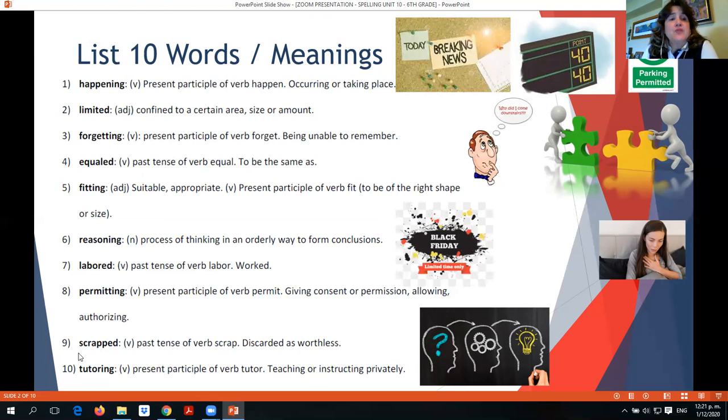Then we have scrapped, and pay attention to the pronunciation. It's not scraped, it's scrapped. Scraped is with only one p, okay? But if you have two p's, it's scrapped.